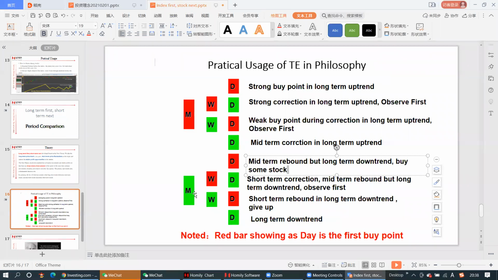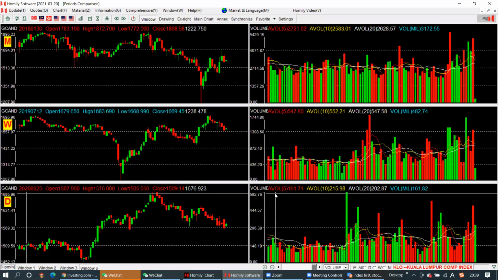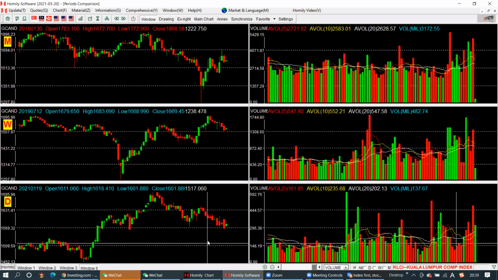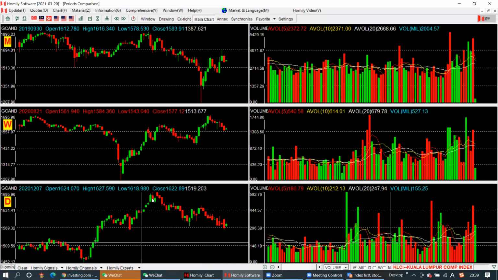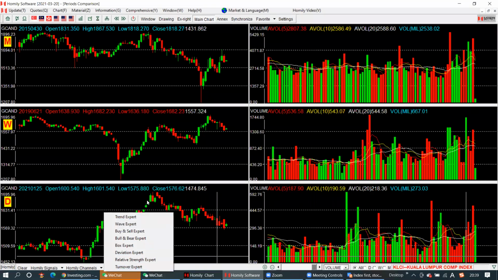Okay, so I don't need to say month, week, day all green, no need to see. This one is 10% bigger than the KLCI market. So come here to study it in more detail. I compare it with the volume. So we can come to study the main chart, the Homily expert, trend expert.